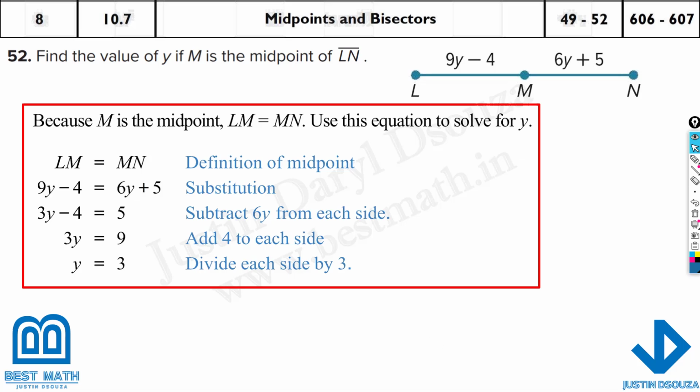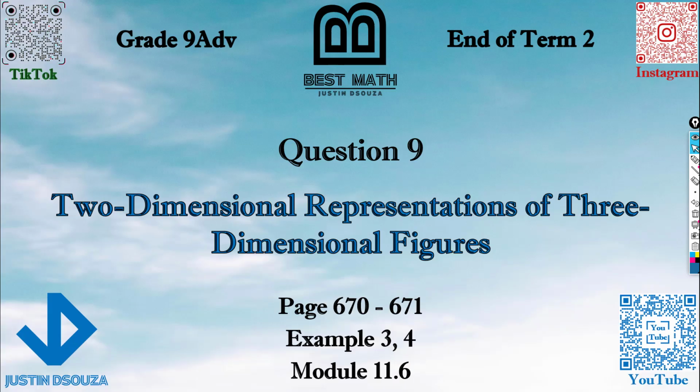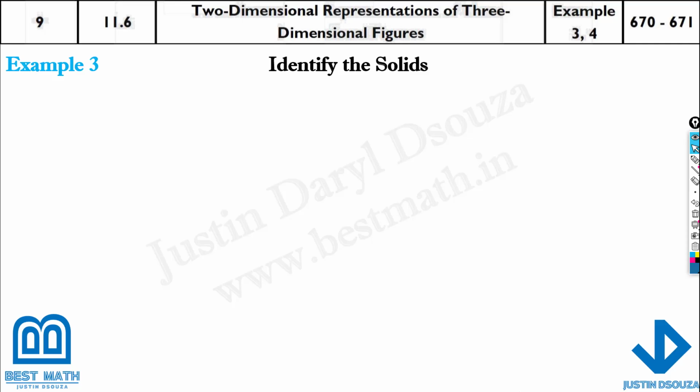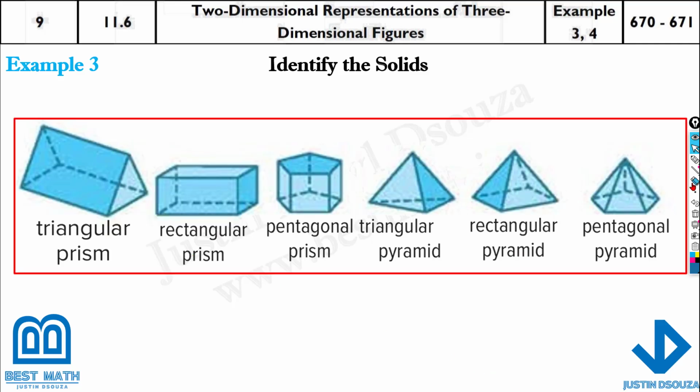The answer is 3. In this video, we will see the two-dimensional representation of three-dimensional figures. Here, let's identify the solids. There are different types of solids. You can see this is called a triangular prism. Triangular prism, why? This is rectangular. It's just based on the shapes. If you look, this is triangle, this is rectangle, this is pentagon.